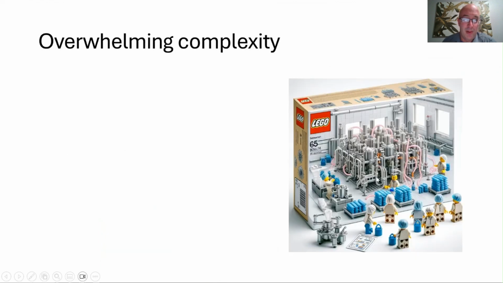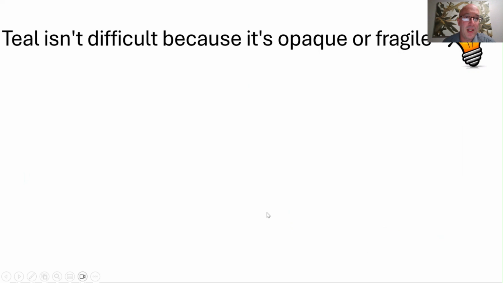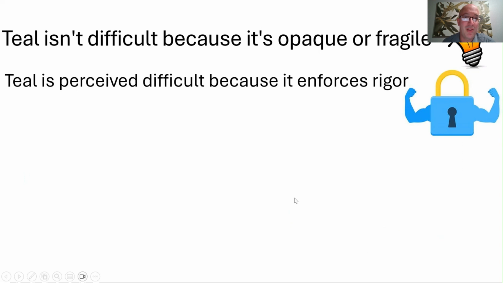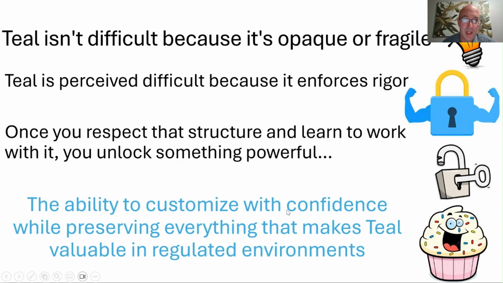When I was first introduced to the Teal ecosystem, I was definitely overwhelmed by the complexity, and I wasn't sure where to even start. I wished it would be something more simple. However, over time, when I learned to appreciate it, I came to realize that Teal is not difficult because it's opaque or fragile. Teal is perceived as difficult because it enforces rigor. Once you respect that structure and learn to work with it, you unlock something powerful: the ability to customize with confidence while preserving everything that makes Teal valuable in regulated environments.